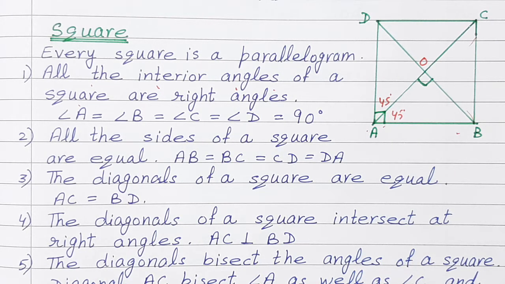So a square is a rectangle as well as a rhombus, so it has all the properties of a rectangle as well as that of a rhombus, right? I hope you have understood the properties of a square.